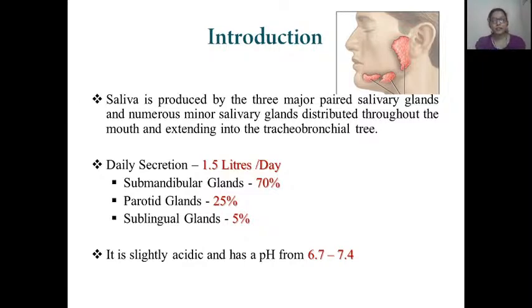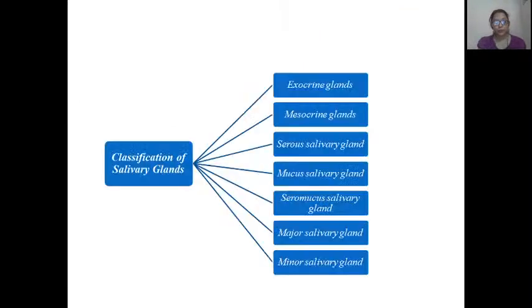Saliva is produced by three major paired salivary glands and numerous salivary glands distributed throughout the mouth and extending into the tracheobronchial tree. The daily secretion of saliva is almost 1.5 liters per day, with the submandibular glands having the highest secretion, almost 70%, parotid glands 25% and sublingual gland 5%. It is slightly acidic and has a pH ranging from 6.7 to 7.4.